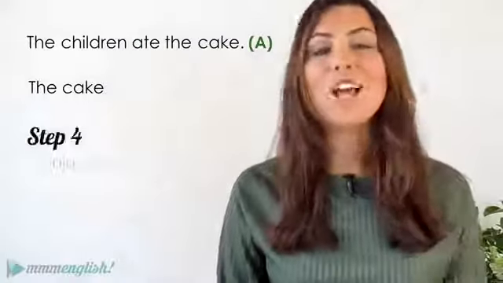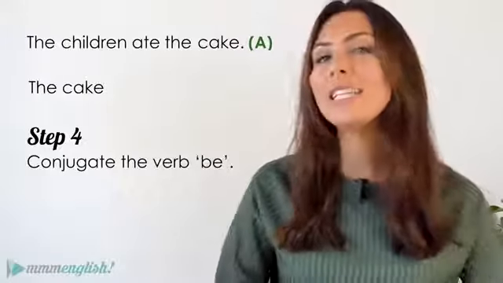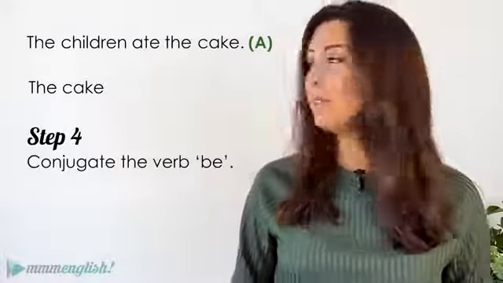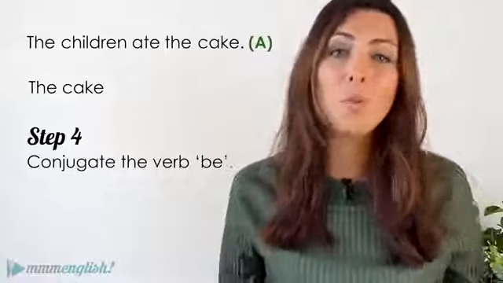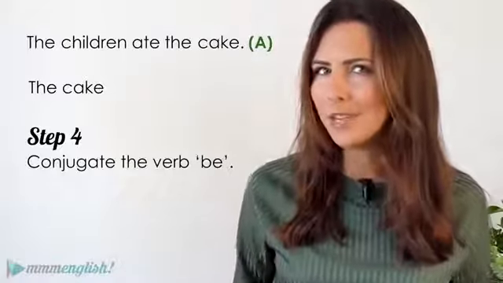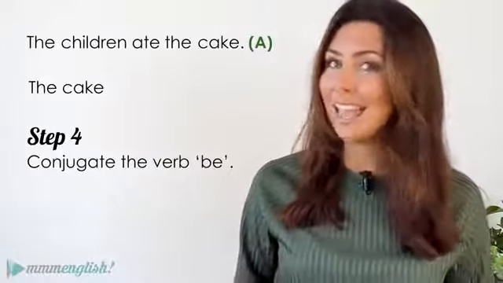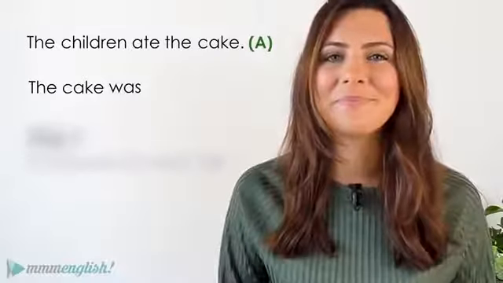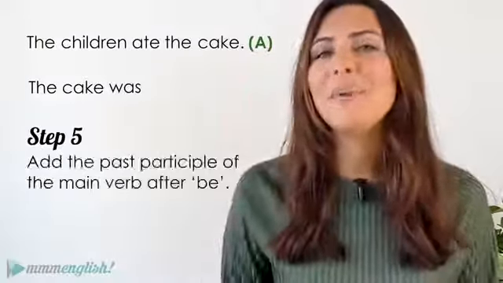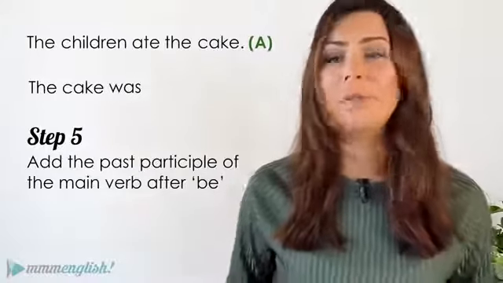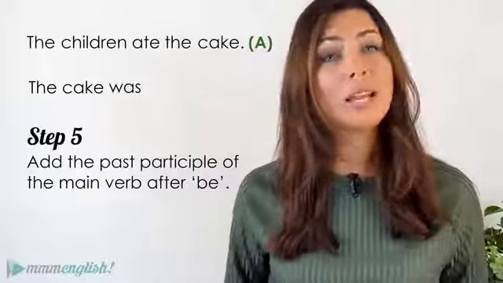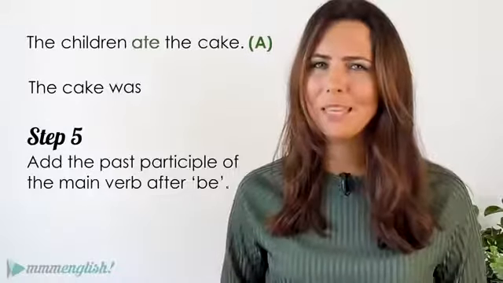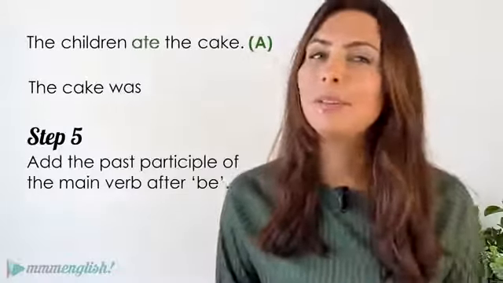Good. Step 4. Conjugate the verb be so that it's in the same tense as the main verb in the active sentence. We need to change our be verb to the past simple, so it becomes was or were, depending on the new subject. And our new subject is the cake, so we can choose was. The cake was. Step 5, add the past participle of the main verb after be. So looking back at the active sentence, the main verb is eat, though it's in past simple form. But can you think of the past participle of eat?